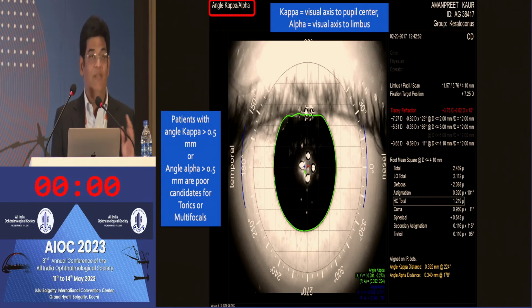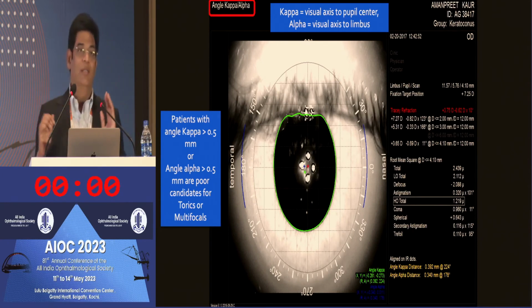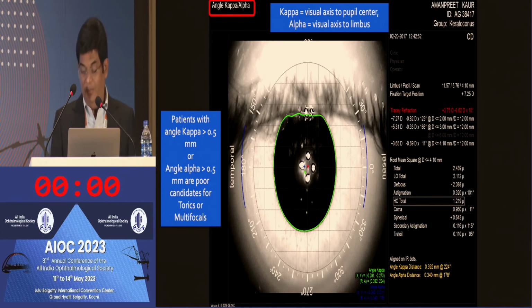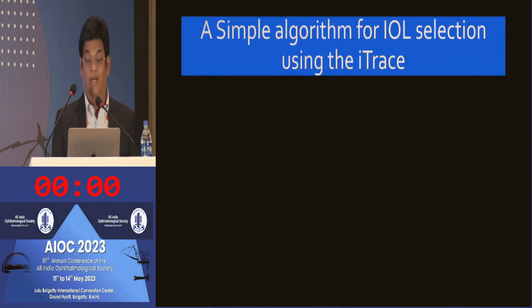And of course, if it is high, it means that in premium IOLs or multifocal IOLs, or if there's a misalignment, the optics will not be good, and the patient will not be happy or a good candidate.